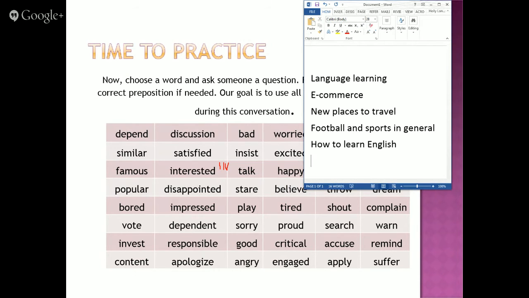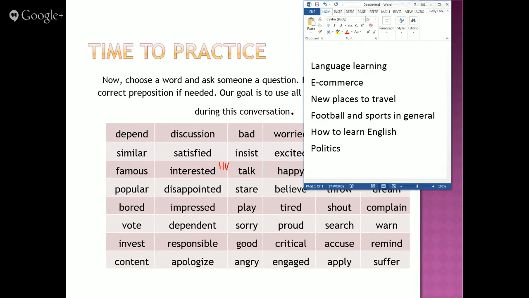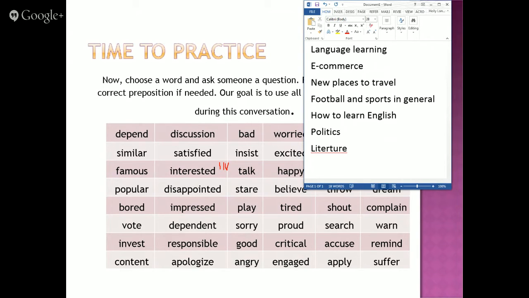I'm interested in politics and books, and I like to read a lot. Politics and literature. Very good. I have a question. If I use a verb after I'm interested in doing something, do I need to use the ing after that? For example, I'm interested in reading political magazines. Yeah, very good question.